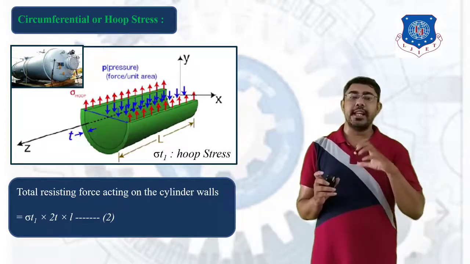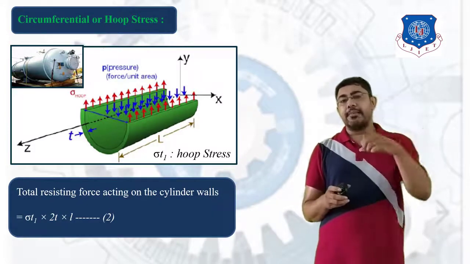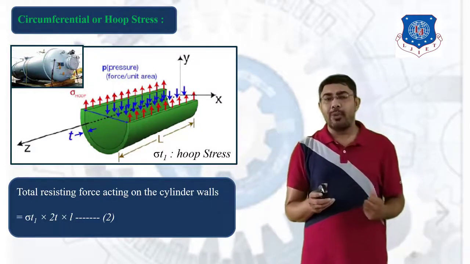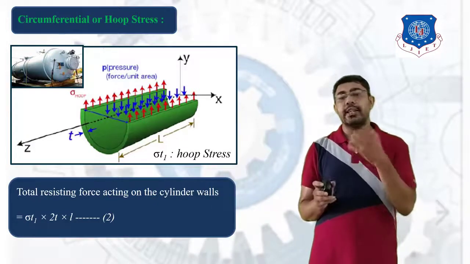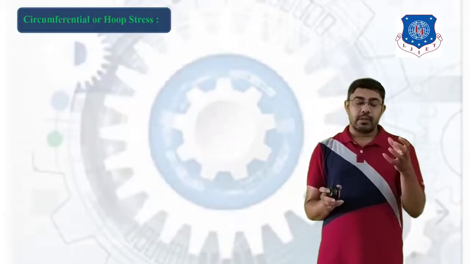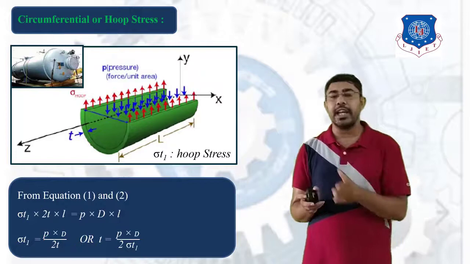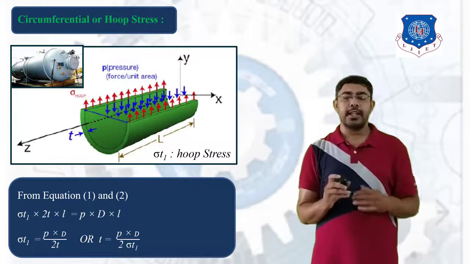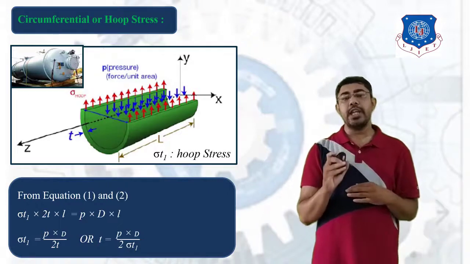As we know, action and reaction are opposite and equal. Here also we apply the pressure force, and an opposite reaction force is generated. So we have to equate these two forces to calculate the hoop stress. Now from equation 1 and 2 we equate these two equations. So we get sigma T1 into 2T into L is equal to P into D into L.